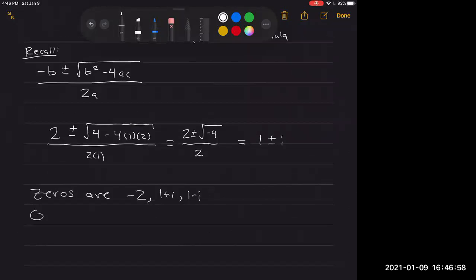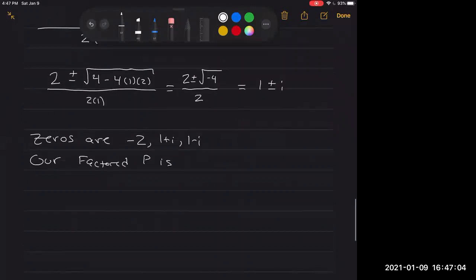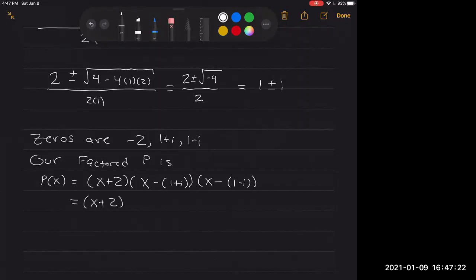So our factored p is x plus 2 times x minus 1 plus i times x minus 1 minus i. And then we can simplify that a little bit if we would like. And we get an x minus 1 minus i and an x minus 1 plus i. So there we go. There's our factored form.